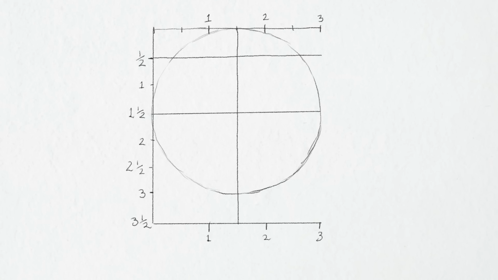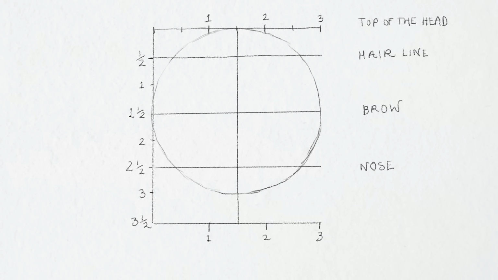Now let's draw some horizontal lines which will mark the placement of the features. Draw a horizontal line from the half marker line. This marks the hairline. Then draw a line horizontally across from the 2.5 marker line. This marks where the nose will sit on the face. I'm going to label these lines so you can see where all of the features will go. So we've got the top of the head, the hairline, the brow, the nose, and the chin.